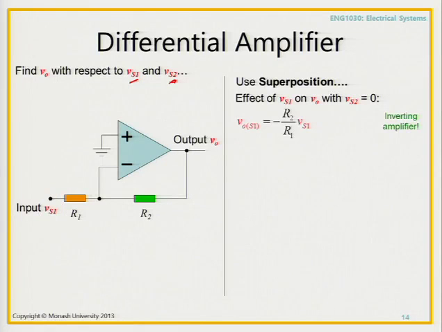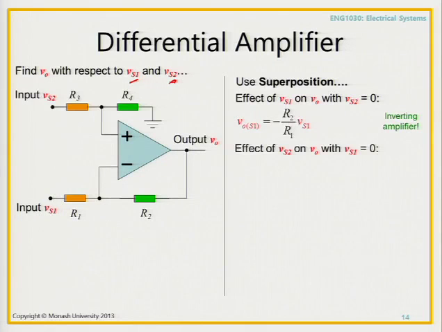So the output here, which I've denoted with a subscript, the V out that's caused by S1, signal 1, is just equal to negative R2 over R1 times VS1. So that's half of it. The other half, what do we do? Now we look at the effect of VS2 on V out when VS1 is equal to 0.